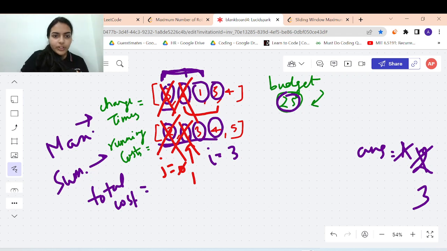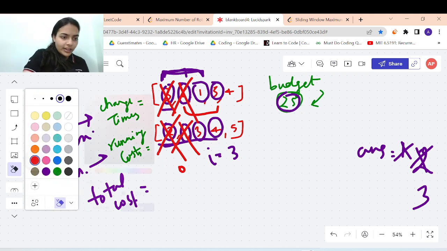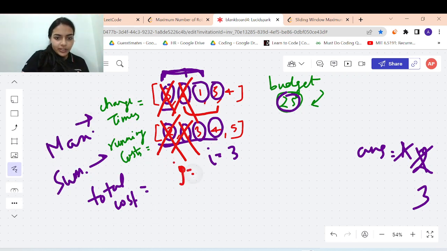So we are going to remove the second element and we will move our j pointer. By removing an element, what we are doing is simply moving our j pointer, right? The j pointer tells us where we are currently. So now j is equal to 2. That means we have this. Now let's calculate what the cost is. 3 plus 4, this is equal to 7. How many elements do we have?